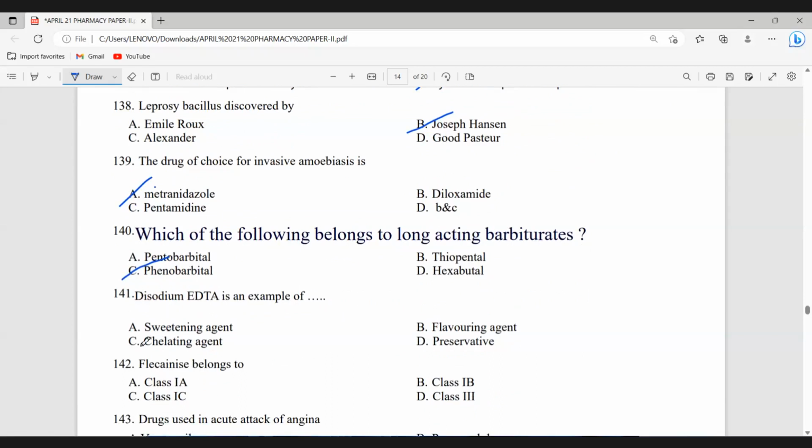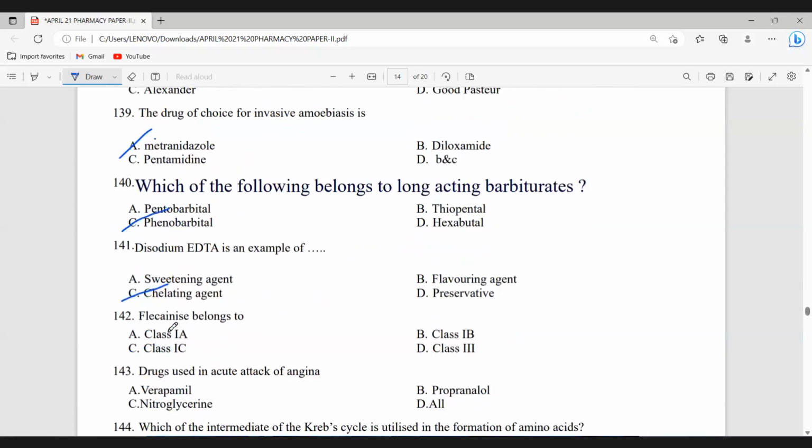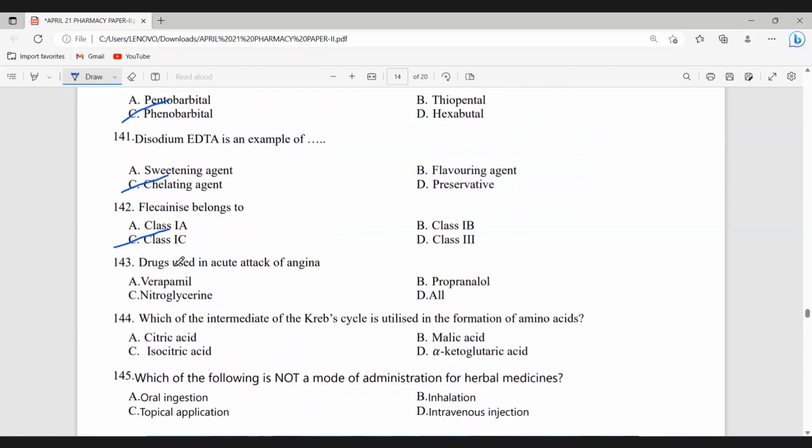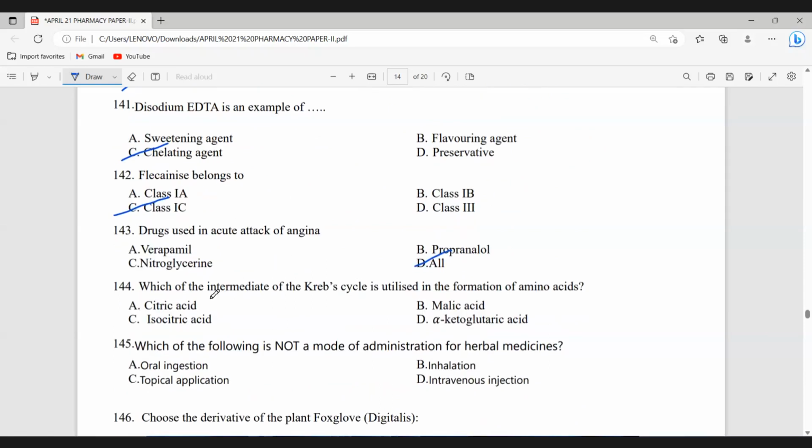Disodium EDTA is an example of a chelating agent. Then flecainide belongs to which class? Flecainide belongs to class 1C drug. Then 143. The drugs used in acute attack of angina, all drugs can be used. Then 144. Which intermediate of the Krebs cycle is utilized in the formation of amino acid? This is a direct question. That is alpha ketoglutarate.